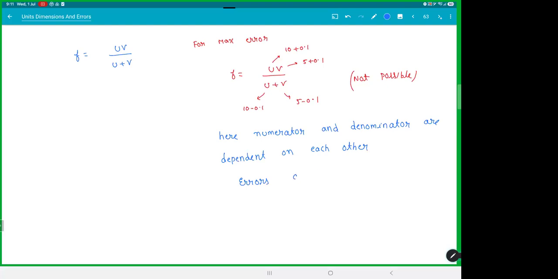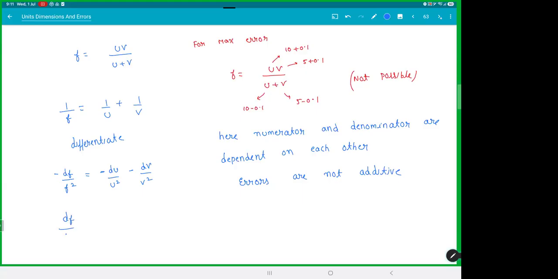Errors are not additive here. Then how do we solve them? You have to figure out a way to separate that u and v from each other. So this is what we do. 1 by f, reverse it, will be 1 by u plus 1 by v. Now see, you separated u and v from each other. Now differentiate this. This will give you minus df by f square equals minus du by u square minus dv by v square. Now your du and dv will be independent of each other. They don't interfere with each other. Now there is no problem there.